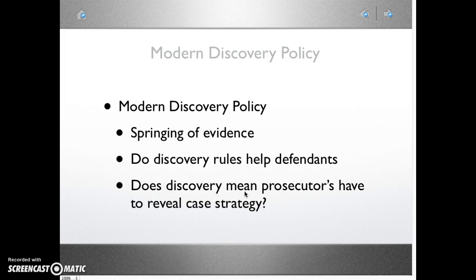Does discovery mean that the prosecution has to reveal its case strategy? Absolutely not. Discovery rules generally distinguish between raw information like names of witnesses, police reports, drug or alcohol test results, and attorney theories and strategies. The latter, the attorney theories and strategies, are what is known as work product, and the work product does not have to be disclosed. That's something that's confidential with the attorney himself.